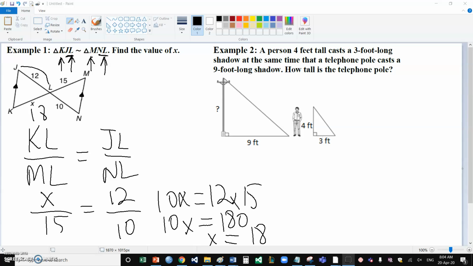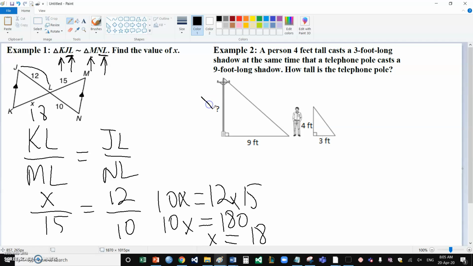Our second example: a person 4 feet tall casts a 3 foot long shadow at the same time that a telephone pole casts a 9 foot long shadow. How tall is the telephone pole? We know that sun rays at any time of the day make proportional shadows, which form proportional triangles, or similar triangles.